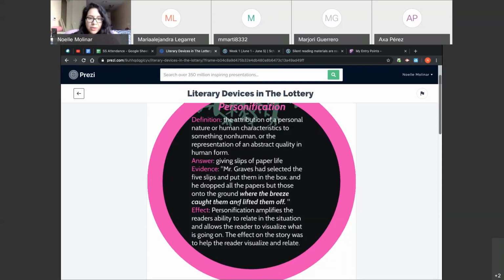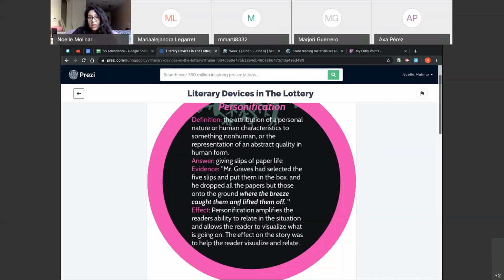Personification amplifies the reader's ability to relate to the situation. So how do you interact? How are you seeing it? How are you receiving information? And it allows the reader to visualize, to see what is going on. The effect on the story was to help the reader visualize and relate. So you can imagine that. You can have a piece of paper and then you can imagine putting it in a box.